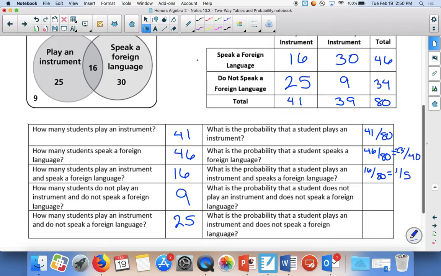And then the next one, again, even though we're looking at two different things, they do not play an instrument, they do not speak a foreign language, that's still just one number. That's 9 out of what? Out of 80. 9 out of the total. Okay, and I can't reduce that. And again, the last one, it's just 25 that play an instrument but do not speak a foreign language, and it's 25 out of what? 25 out of 80, which reduces down to 5/16.